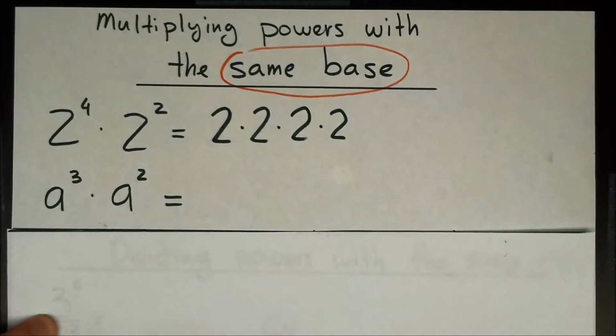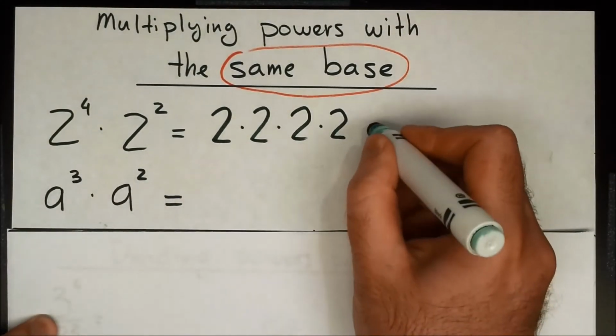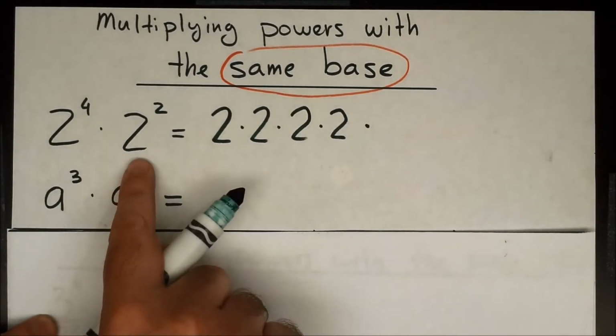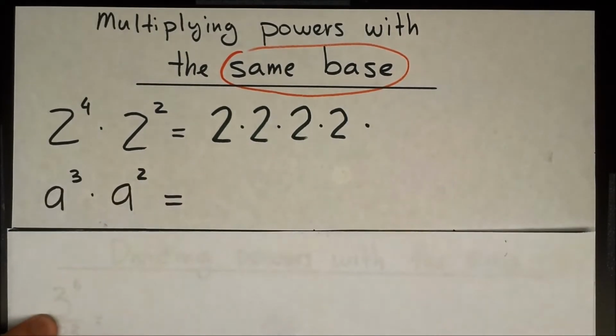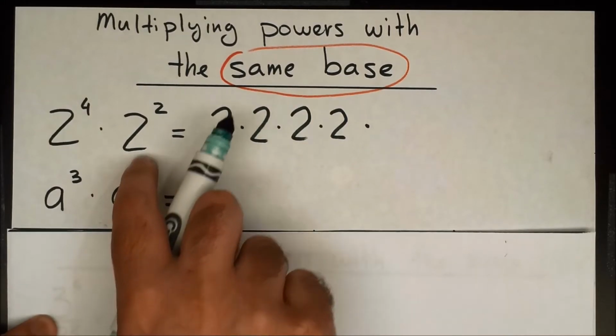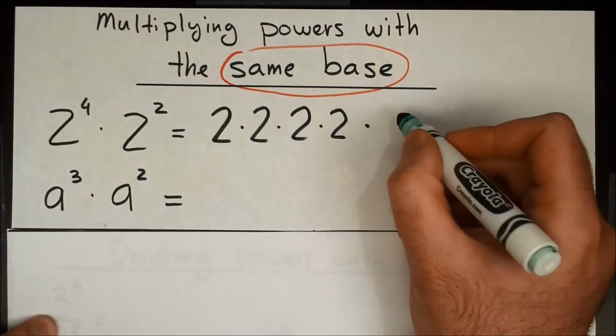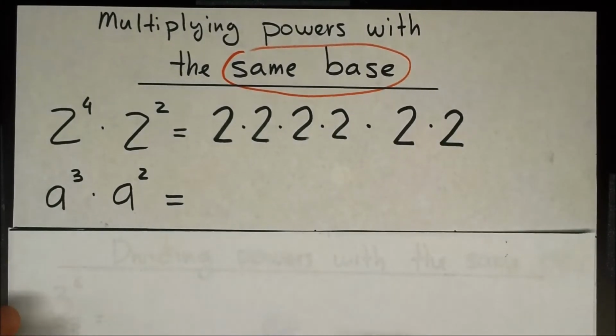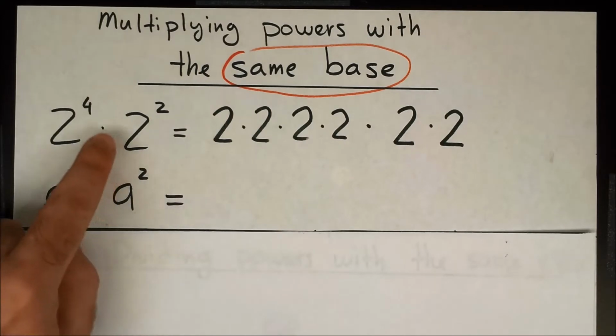Alright, next we have a multiplication. Let's put that multiplication in there. And how do I write 2 to the 2nd power? Someone tell me. If you said take the base, which is again 2, and multiply it against itself twice because the exponent's 2, you're also correct. And if you were to do this part by part, that's what it would look like. 2 to the 4th power, 2 times 2 times 2 times 2, times 2 to the 2nd power, 2 times 2.